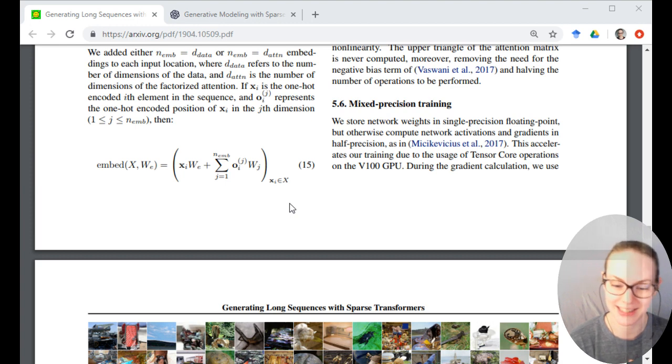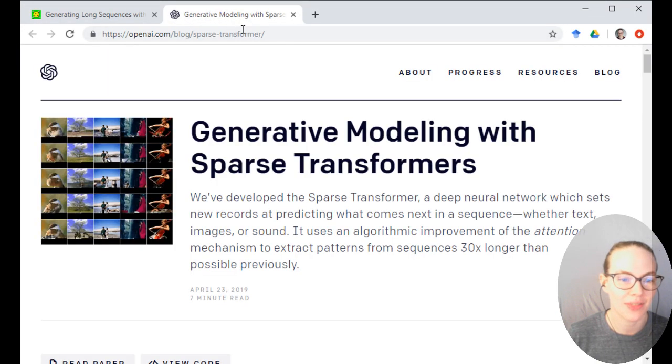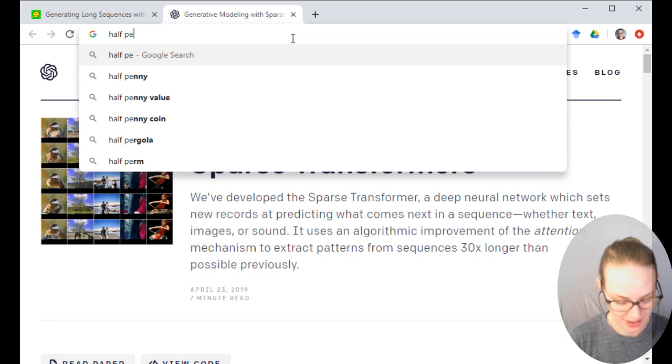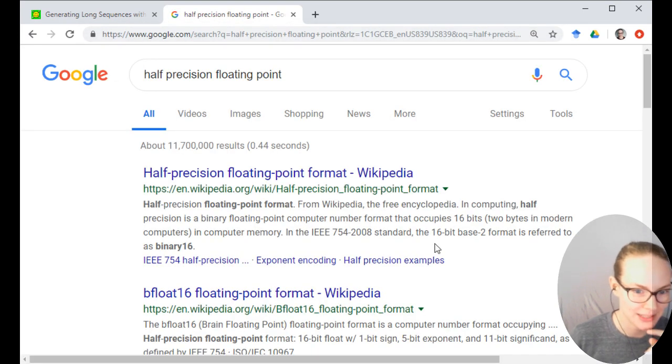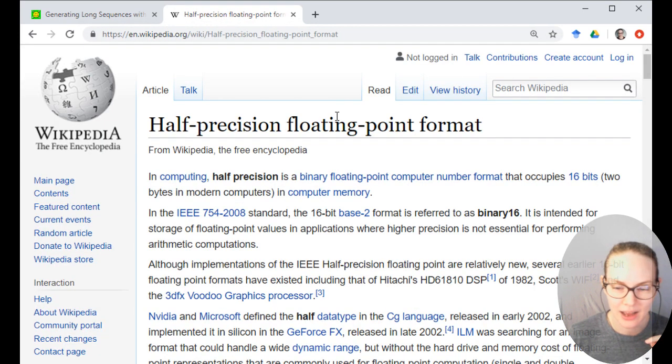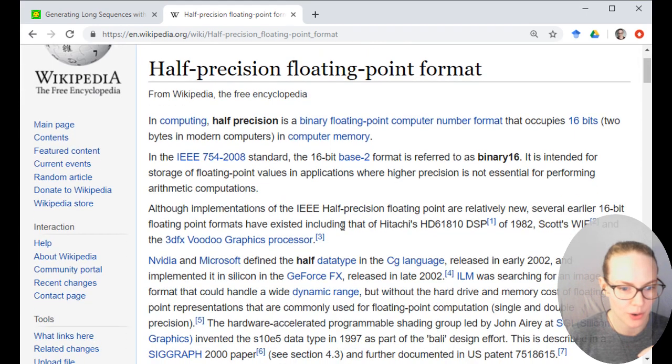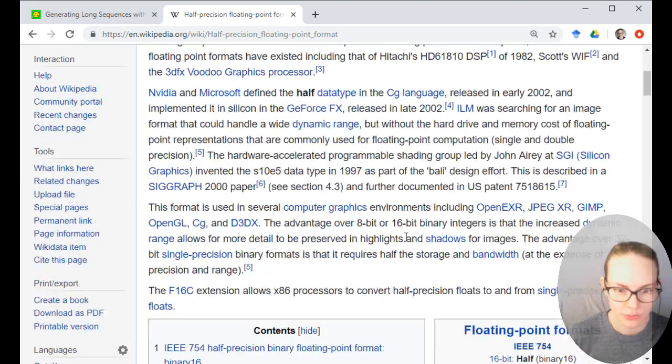Missy-Kavicius et al., 2017. This accelerates our training due to the use of tensor core operations on the V100 GPU. What the heck is half precision? Half precision floating point. Yes, please. A binary floating point compute number format that occupies 16 bits in computer memory. Binary 16 as opposed to full precision, which is 32 bits.